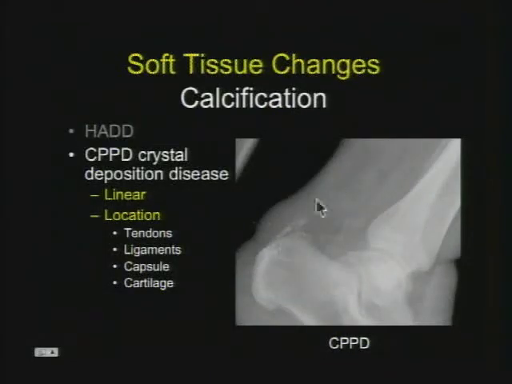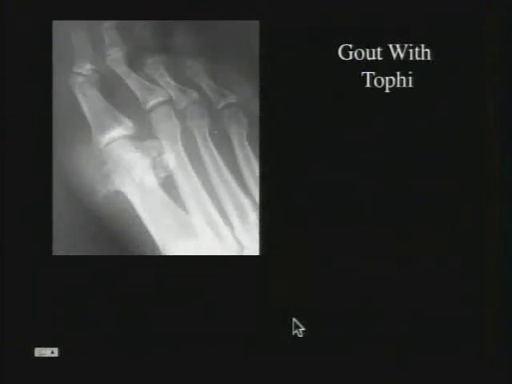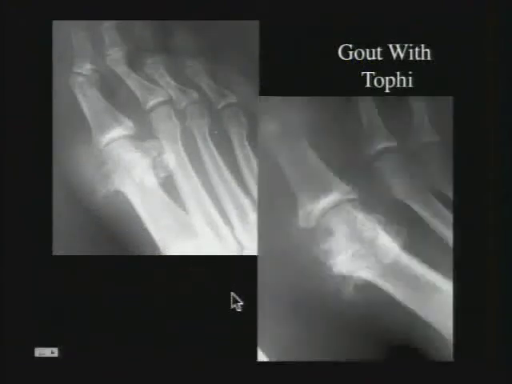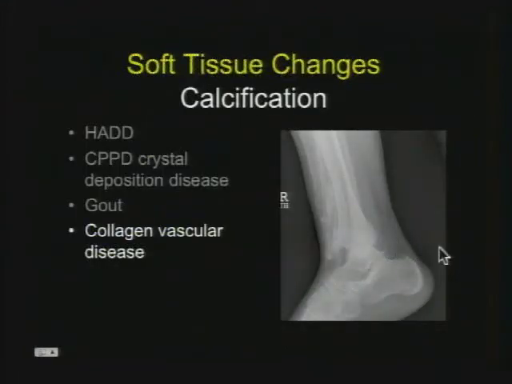Now this is linear, and that we would think about as CPPD crystal deposition disease, which can deposit in anything, but it's more linear than HADD. And the gouty tophi can calcify. They're usually round. Here you can see examples of tophi. And sometimes gout is low signal on MR, and that helps you distinguish it from infection in the foot because it doesn't get bright on T2 weighting sometimes.